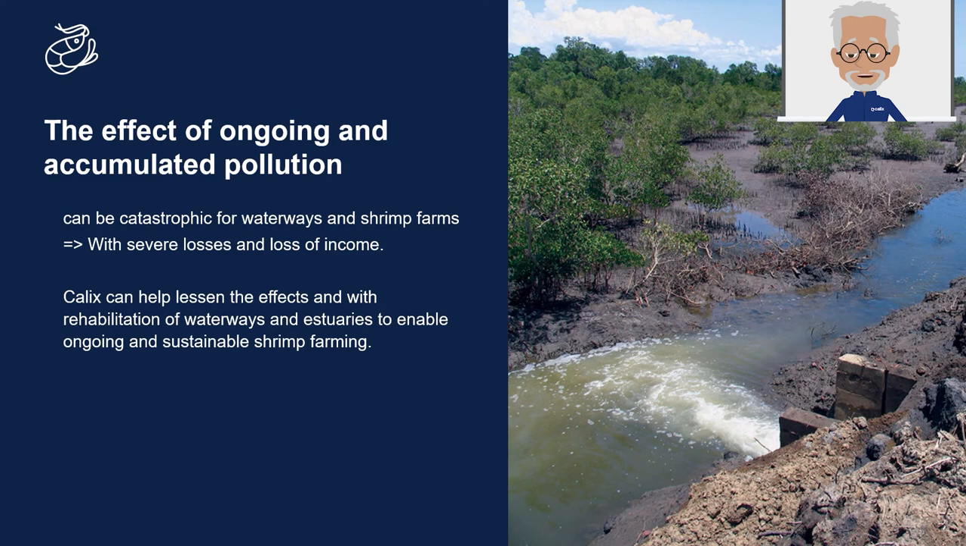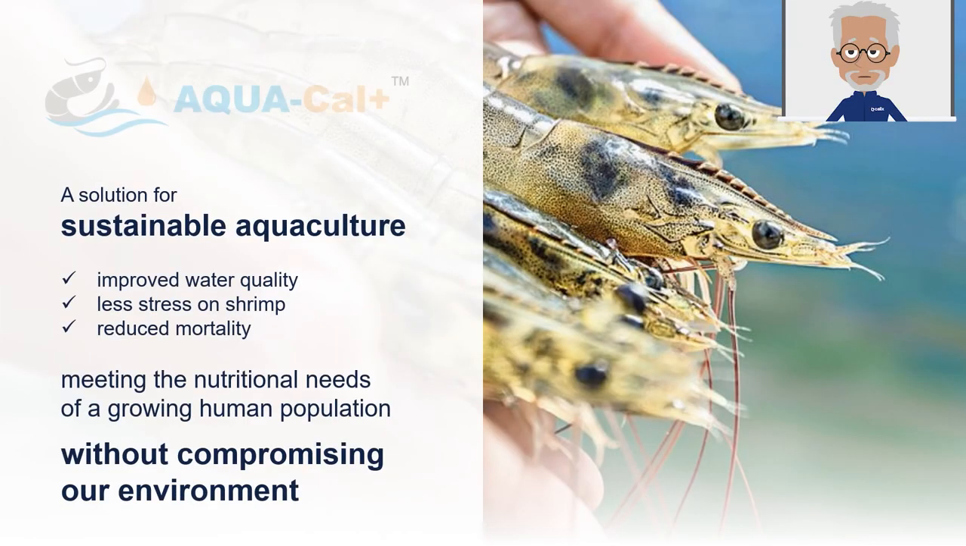Shrimp disease treatment is not easy. Often, it is more complex than disease prevention. There is not one single solution that fixes all problems, but there are preventive measures that keep pathogens from filtering through shrimp ponds and that keep shrimp healthy. In future episodes, we'll have a look at what can be done to lessen the impact of waterway pollution using rehabilitation methods to enable ongoing and sustainable shrimp farming. In conclusion, although shrimp disease is the main challenge in shrimp culture, it can be reduced with good farm management practices and a strong biosecurity system.